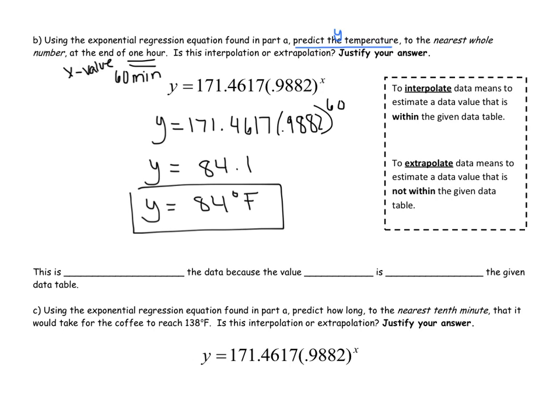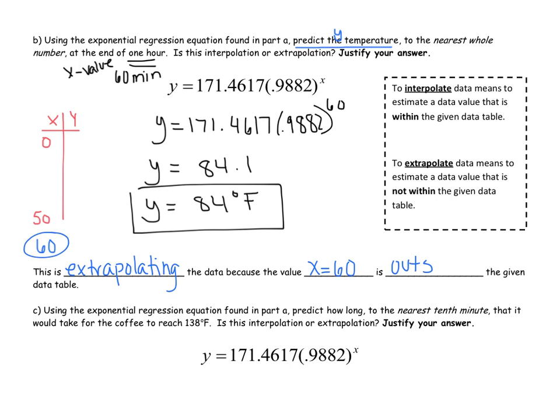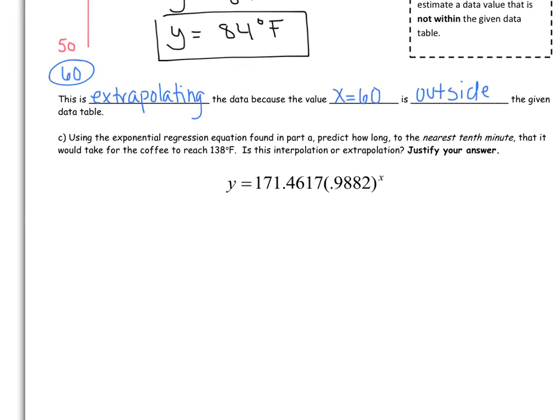On the previous page, we go from time equaling 0 to time equaling 50. So where does 60 minutes lie? 60 minutes lies outside these given data values. So we would say that this is extrapolating, because the value of x equals 60, the time value of 60 minutes, is outside the given data table.